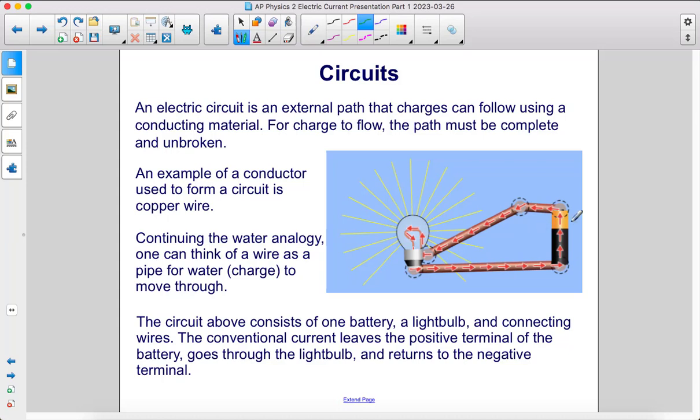The conventional current leaves the positive terminal of the battery, goes through the light bulb, and returns to the negative terminal.